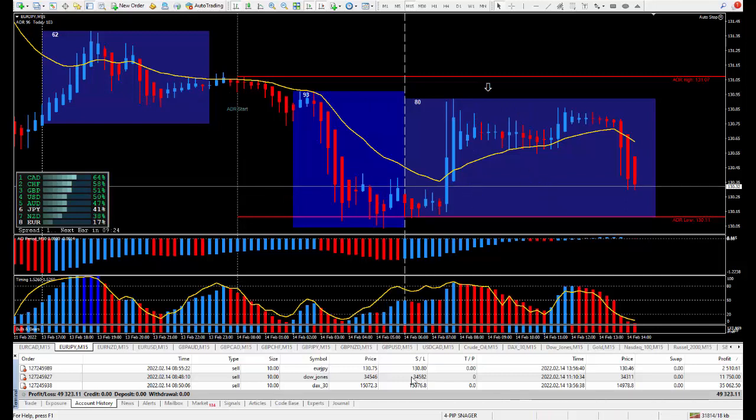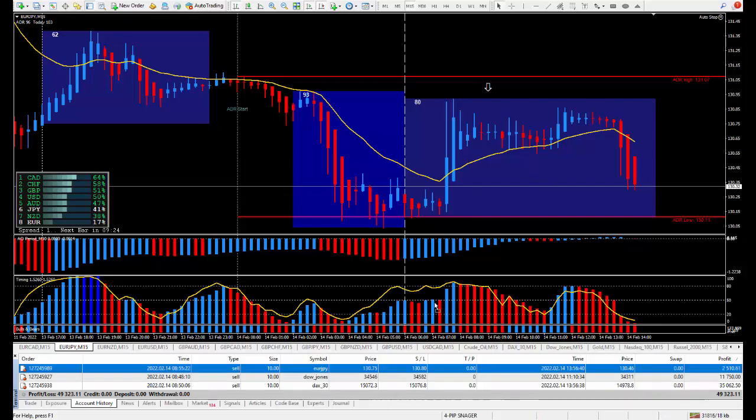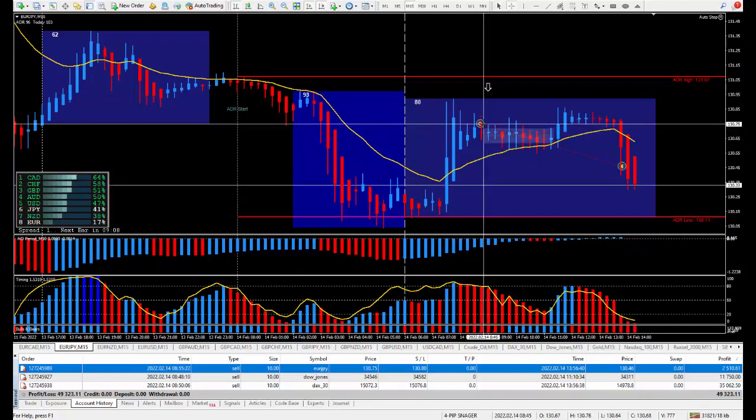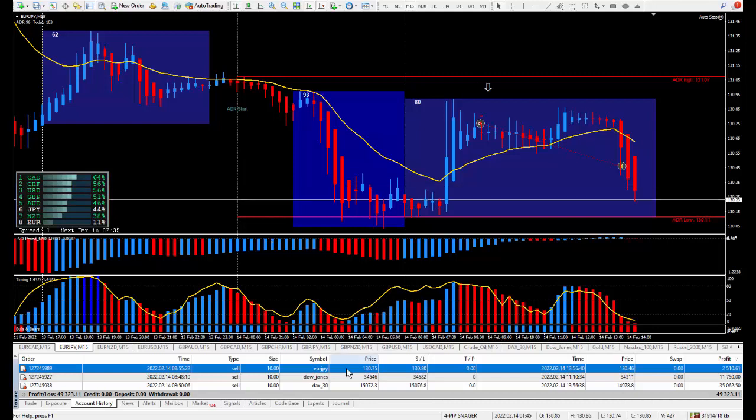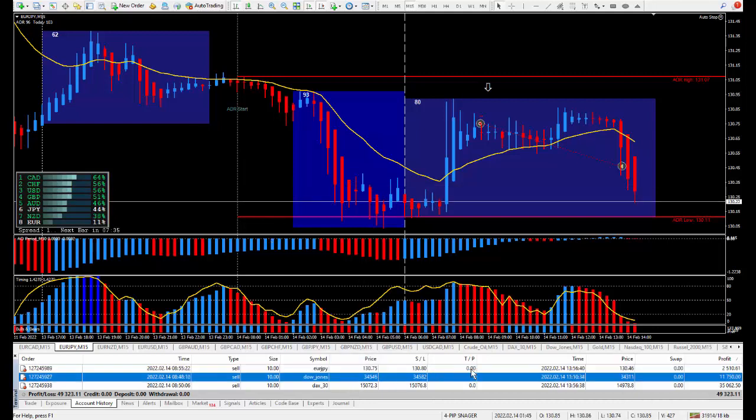So let's see where I got in at. Here it is right here. Continue to go sideways for a while, and finally it kicked in, producing about, let's see, 29 pips. And those 29 pips paid out $2,510. Okay, let's move on to the next trade, the Dow Jones.